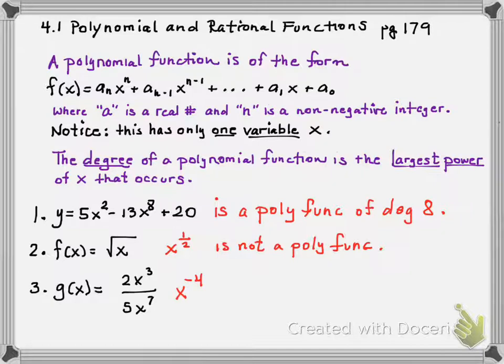All right, so that x to the negative 4, the negative 4 is also not a non-negative integer. It's a negative integer, but not a non-negative integer. So this is not a polynomial function. Now these could be functions, right? Just not polynomial functions specifically. All right, let's move on to another topic.